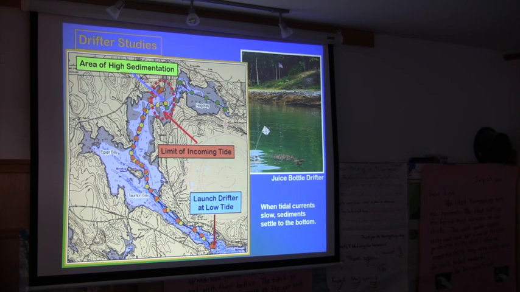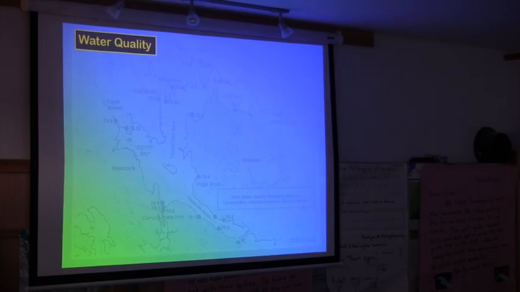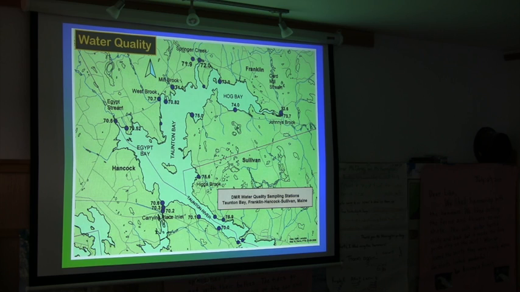So this is the limit of the incoming tide. And this water is highly influenced by the water that comes down from East Franklin. This is a water quality. We had one member, a friend of Taunton Bay, who religiously went out and measured water temperature and purity in the streams around the bay. And these are the names of the sites that the state designates around the bay. So it gives me confidence that they're at least measuring this salinity every year.